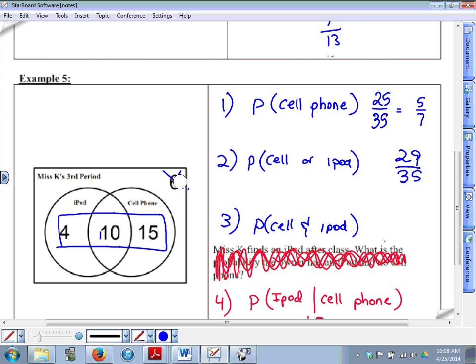All right, here's the tricky one. Well, this one's actually easier, I think, than number 2. How many of them have both a cell phone and an iPod? That's the intersection right here. 10 out of 35, which is 2 out of 7.